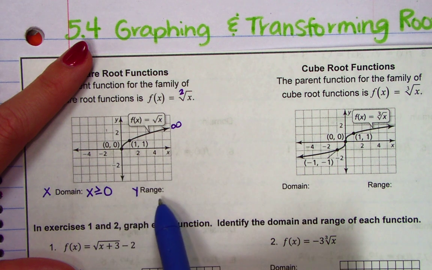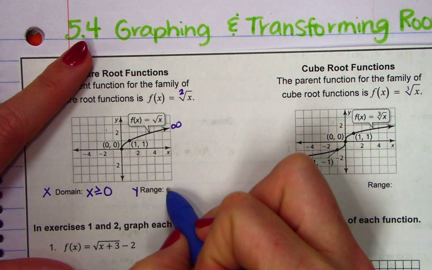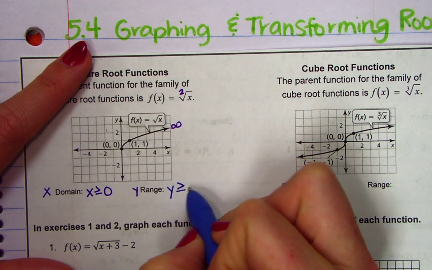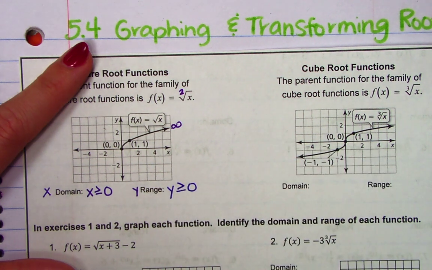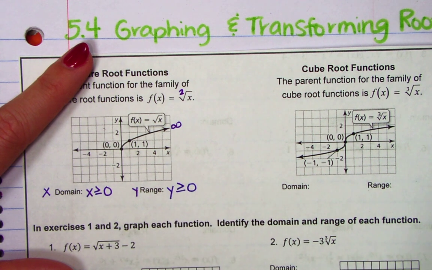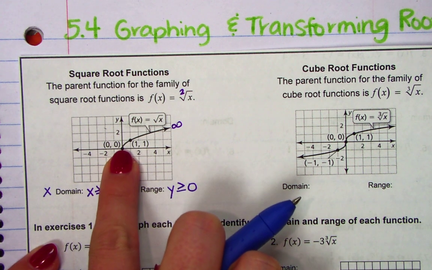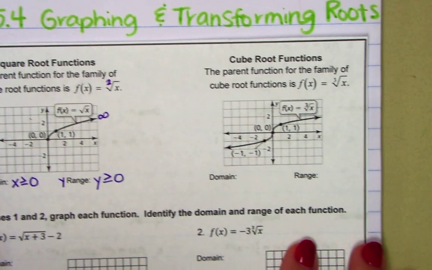Okay, with the range, it's the same thing. It's starting at 0 here and going up, so it's y is greater than or equal to 0. But again, that's only for the parent function. We'll see when some move around that will change. But it's going to just be wherever the starting point is going to be the number that you need.